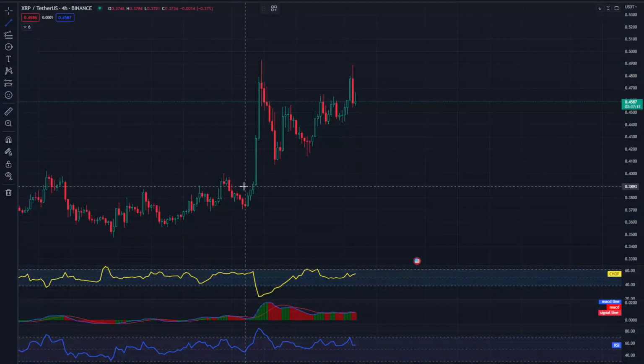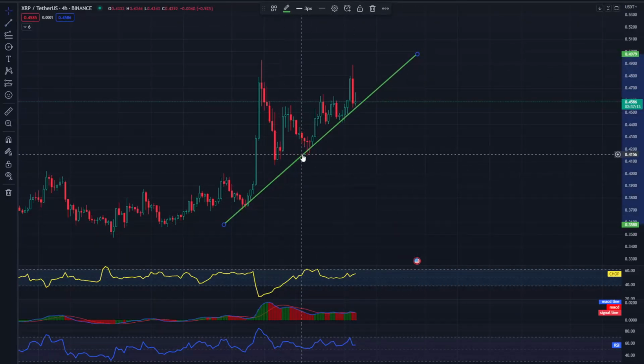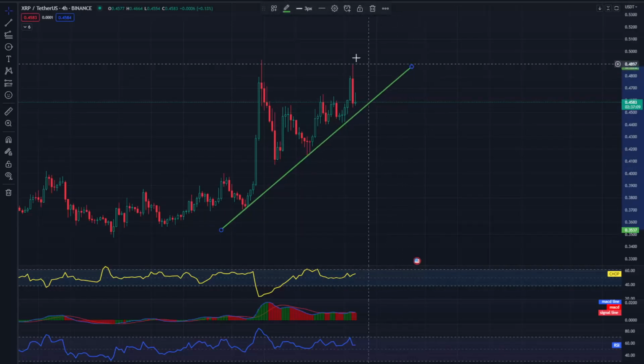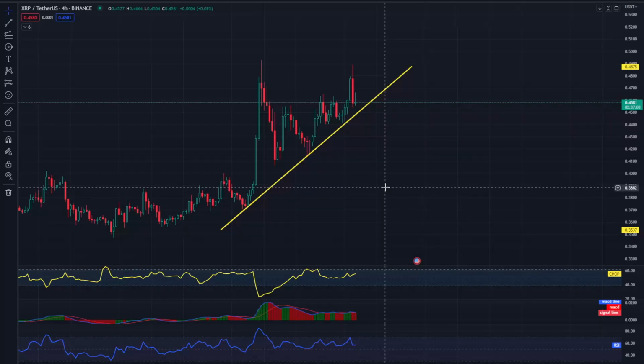Last in today's review is the XRP versus USDT chart, also on a 4-hour time frame. As we can see, despite the correction, the price is still moving above the uptrend line, which we marked with the yellow line.